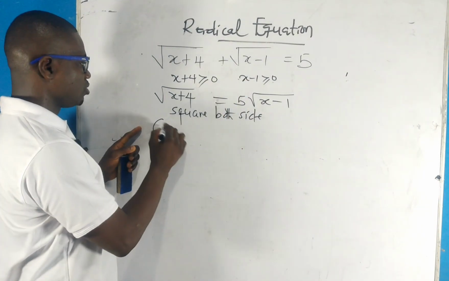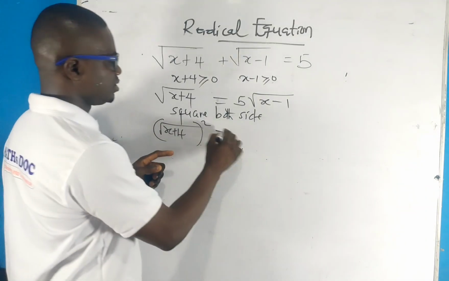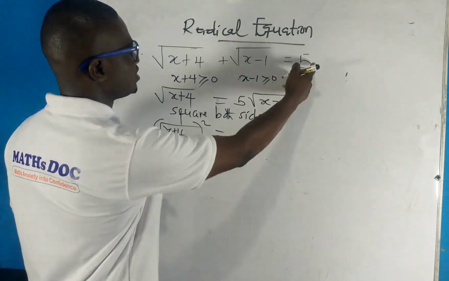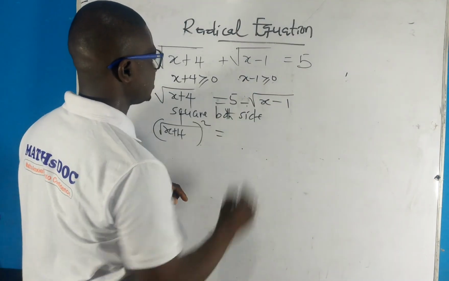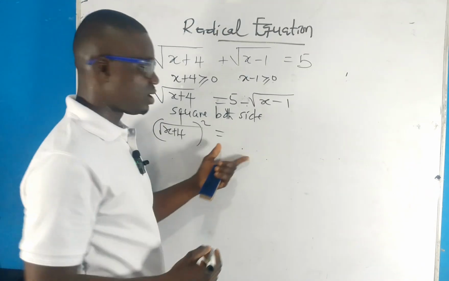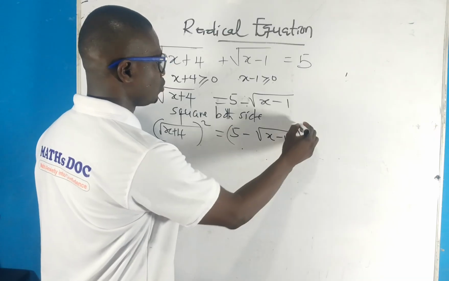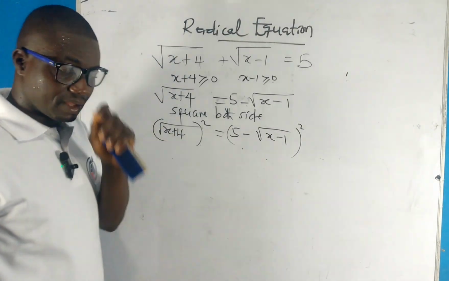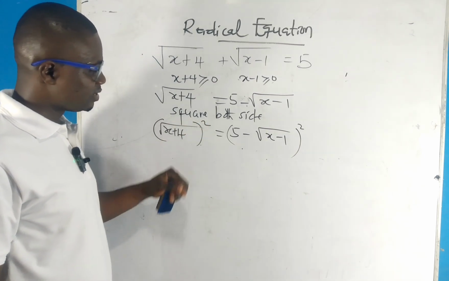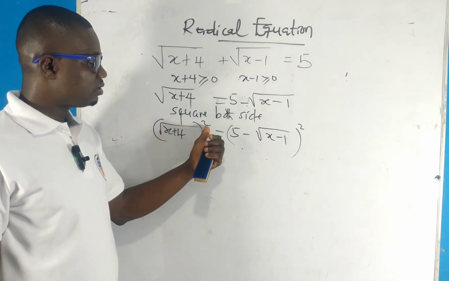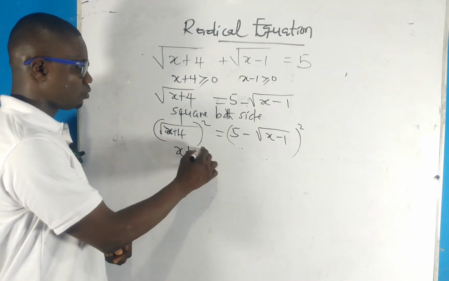So squaring here, you are going to have root x plus 4 all squared is equal to, remember this is a minus, so 5 minus root x minus 1 all squared. From here, when you square the left hand side, squaring the root sign cancels the root sign. So we get x plus 4.